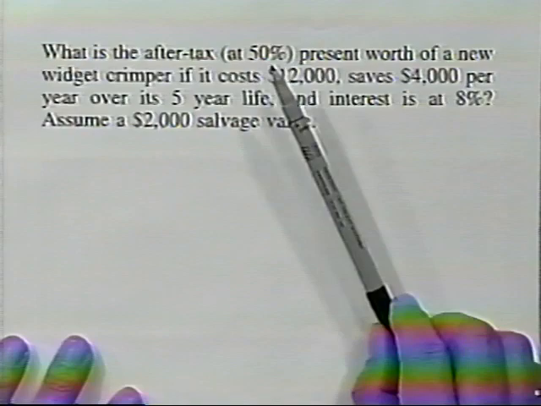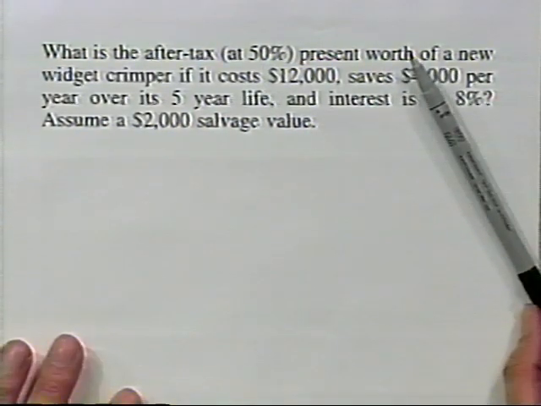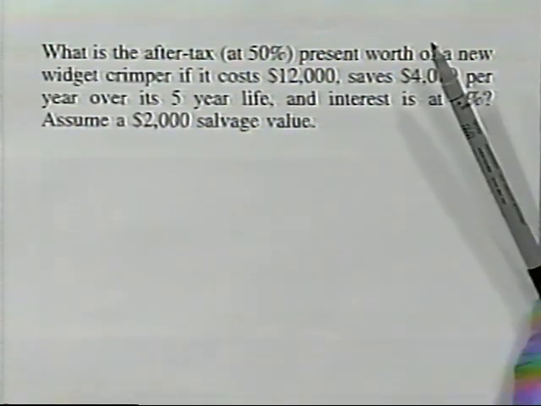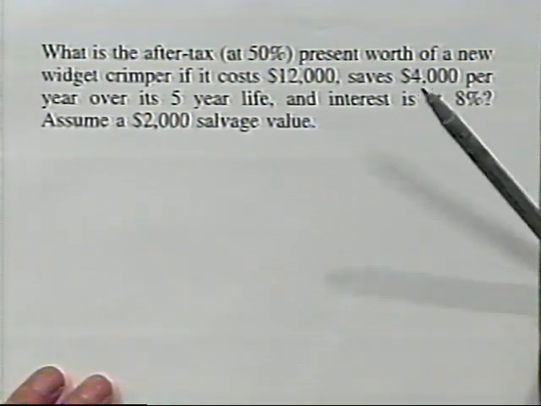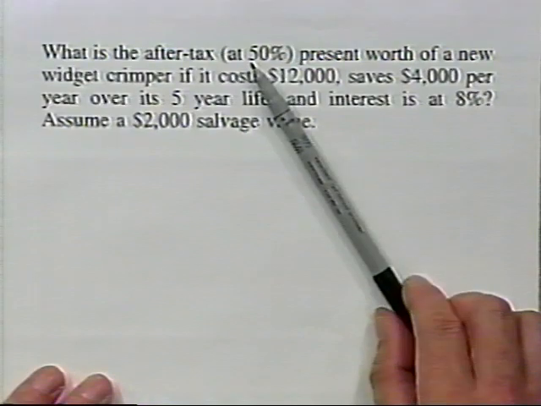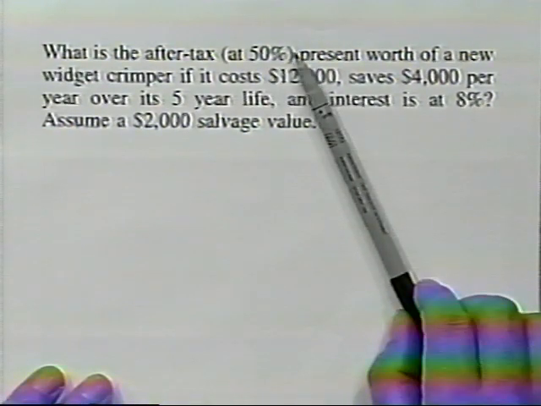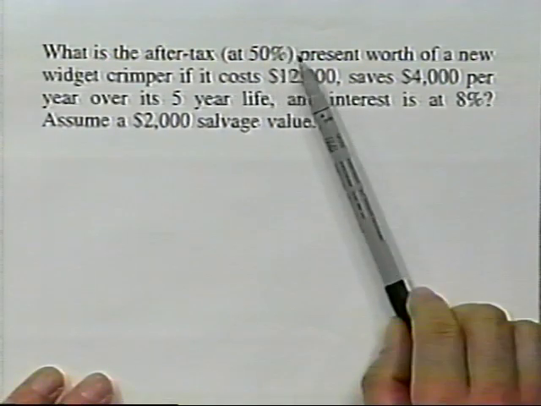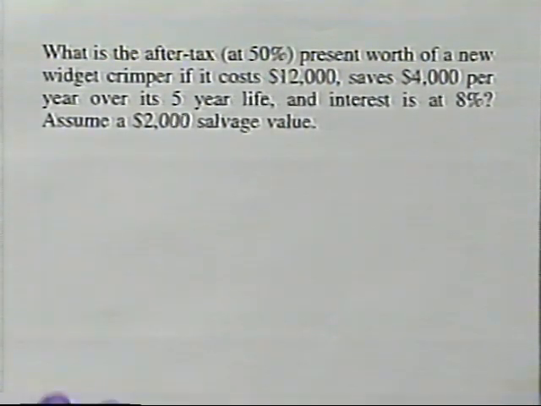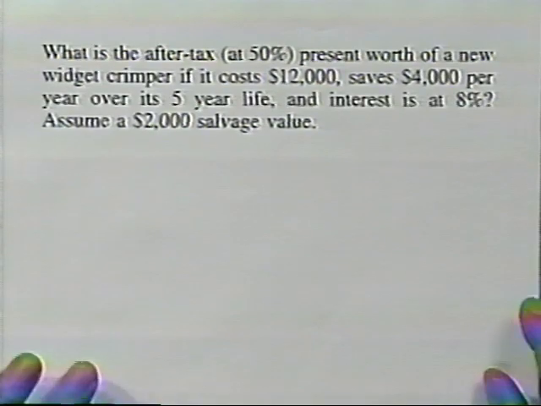Now first, it's after tax, so we need a tax rate. Corporations have tax rates that vary according to their size and location and so forth. But a rule of thumb for corporate taxes is 50%. So if a tax rate is not given in a question, 50% would be a good assumption. But we are in fact given 50% in this case.